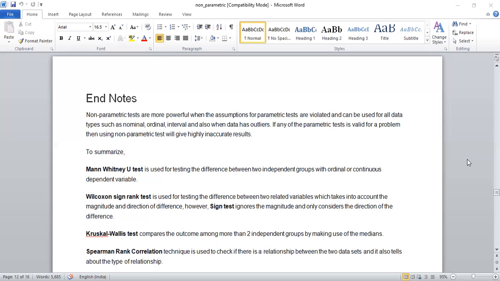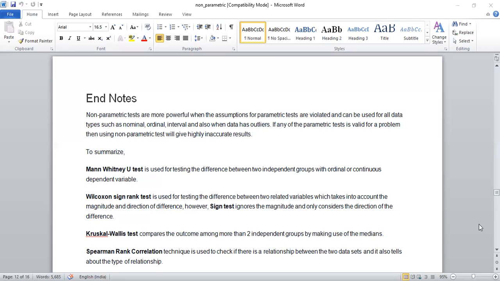This is related to the parametric one-way ANOVA, but when the assumptions are violated and the sample size is too small, then we consider the Kruskal-Wallis test. So here, we just compare these more than two independent groups by making use of their medians.